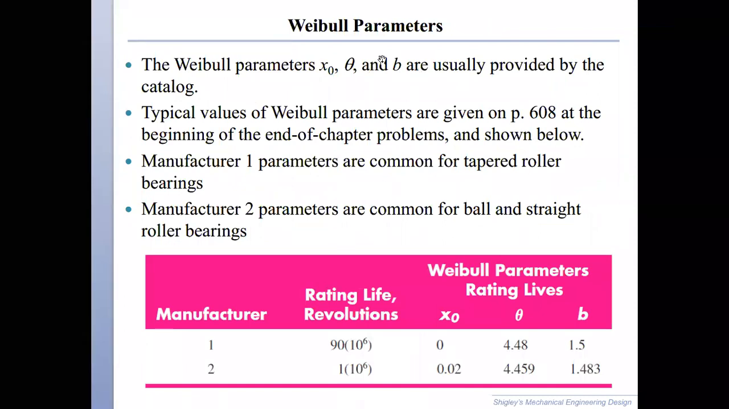Now if you look over here, these are the Weibull parameters. It's just a table that is given to you from manufacturer 1 and manufacturer 2. The x naught, theta, and b, the skewness, are given to you for a life rating revolution of 90 into 10 to the 6 and 1 into 10 to the 6. You can use these parameters for that. So you can go ahead and calculate these. Okay?